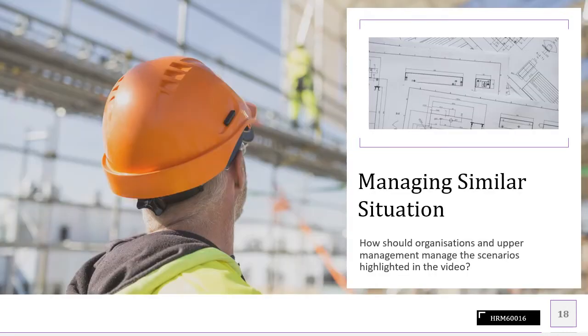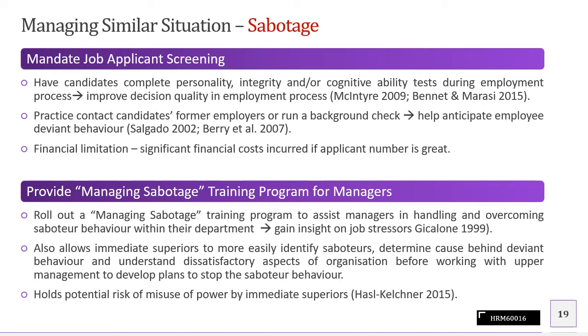Moving on, let's shift the focus to what upper management should do to manage similar situations presented in the video. Sabotage. To manage sabotage, organizations are recommended to mandate the HR department to carry out job applicant screening by having candidates complete personality, integrity, or cognitive ability tests during the employment process.